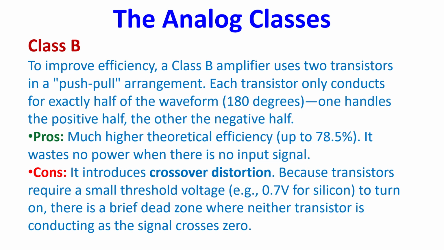Disadvantage: it introduces crossover distortion. Because transistors require a small threshold voltage, like 0.7 volts for silicon, to turn on, there is a brief dead zone where neither transistor is conducting as the signal crosses zero.